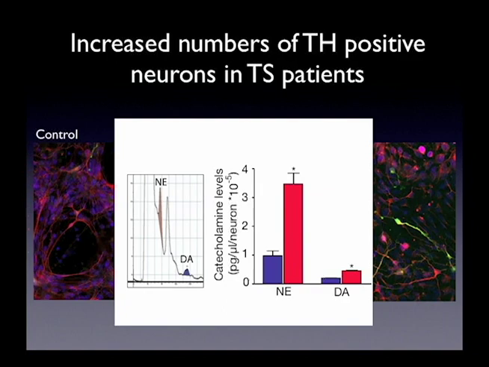And then finally, you might want to know if these cells are actually functional. Do these kids produce more dopamine and more norepinephrine? You can use HPLC to look at this, and you can see that they produce a lot more norepinephrine and a little bit more dopamine.